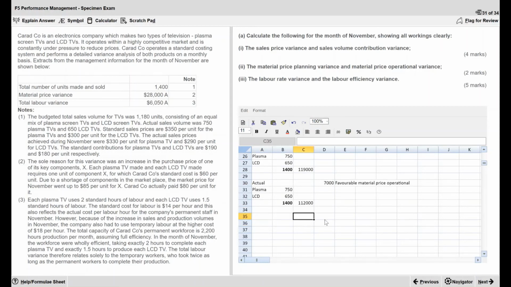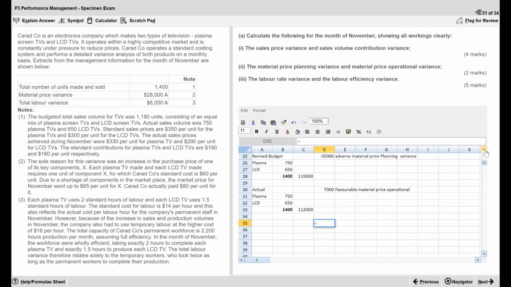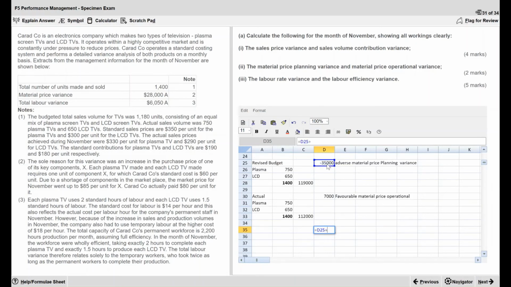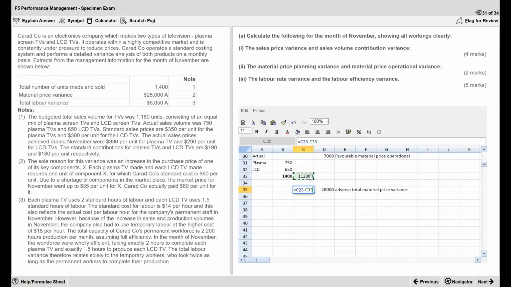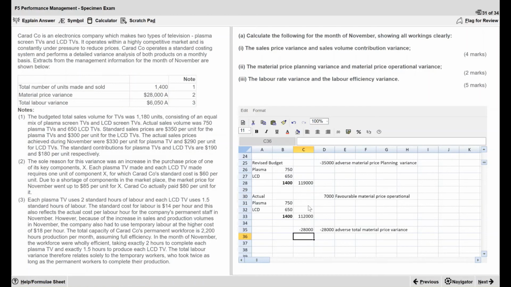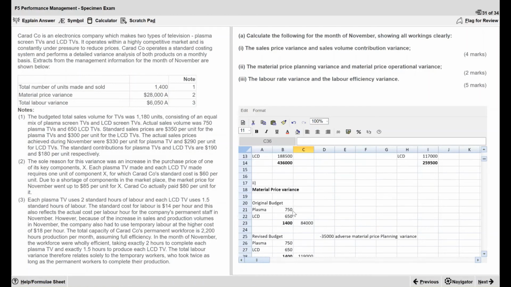And when we add it together, we don't have to, but still, for extra information, you can add both of them together, and we have adverse total material price variance. Or you could do it like this. If you take the top and minus the bottom, it should give you the same result. So this was not required, this was just extra information.